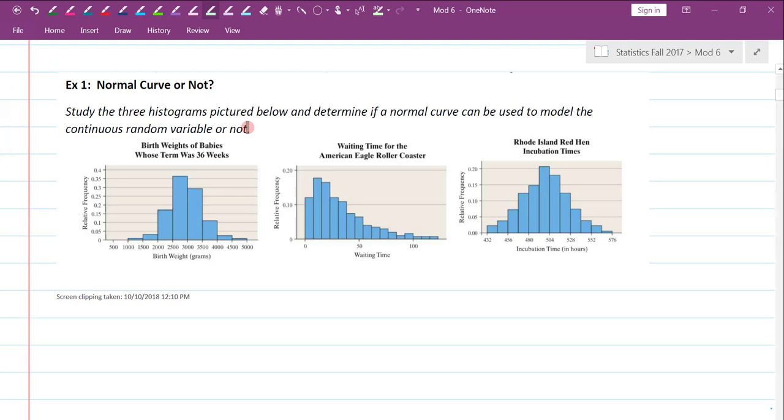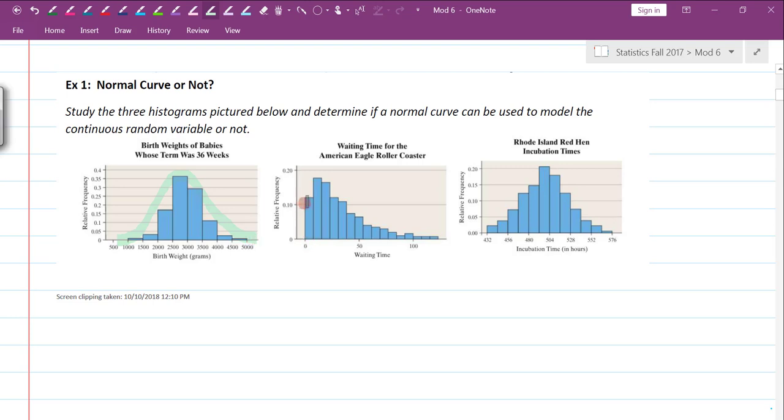The first one is the birth weights of babies whose term was 36 weeks. In other words, they were born 4 weeks early, at 36 weeks gestation. If you look at this one, is it a perfect normal distribution? No, it's not. But it's close enough that I would think you could go ahead and say that we could get a normal curve out of that. Is it a perfectly normal distribution? No, but it's very good and very close.